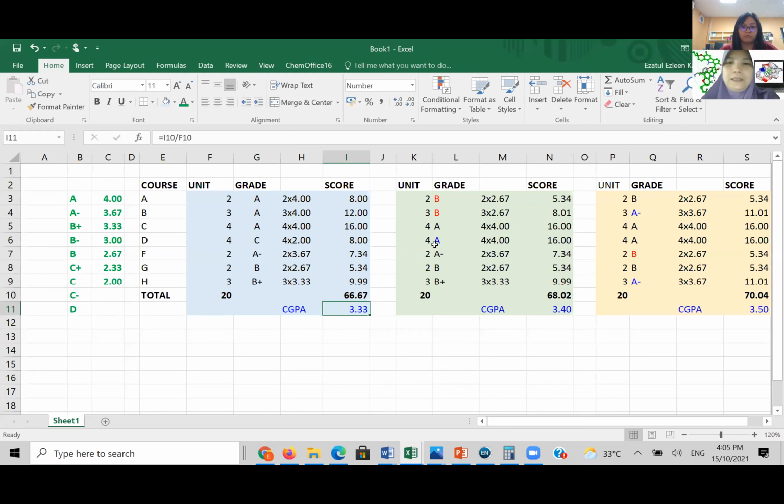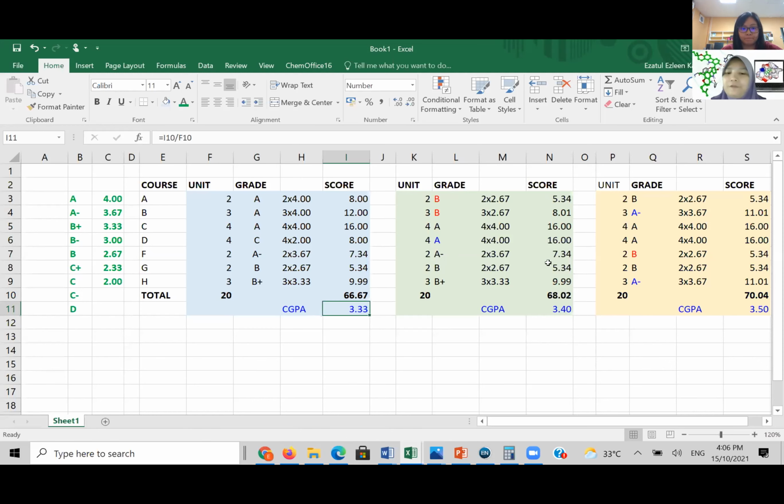So in this case, you need to score higher marks to get higher grades for the courses with 4 units, rather than 2 unit courses, which are normally easy courses. For sure, you can score. So you need to put a lot of effort and be aware of your 4 unit courses.